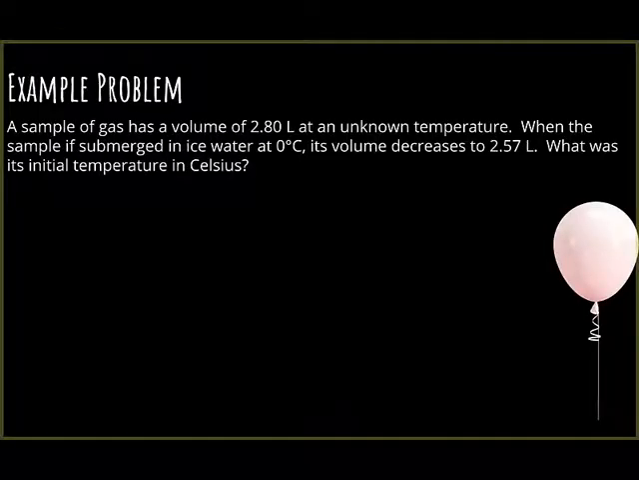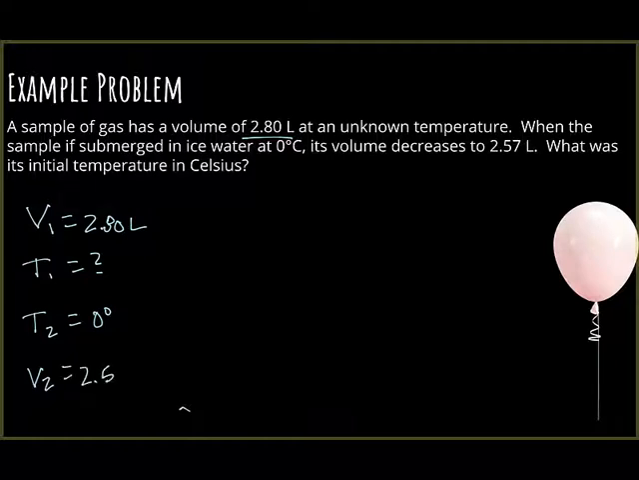So we're going to approach this one the same way as we did the other one. It says we have a sample of gas that has a volume, so I'm going to call that my initial volume, of 2.80 liters at an unknown temperature. So the initial temperature, I don't know. Then it says when the sample is submerged in ice water at 0 degrees Celsius, so that's my second temperature, its volume decreases to 2.57 liters.